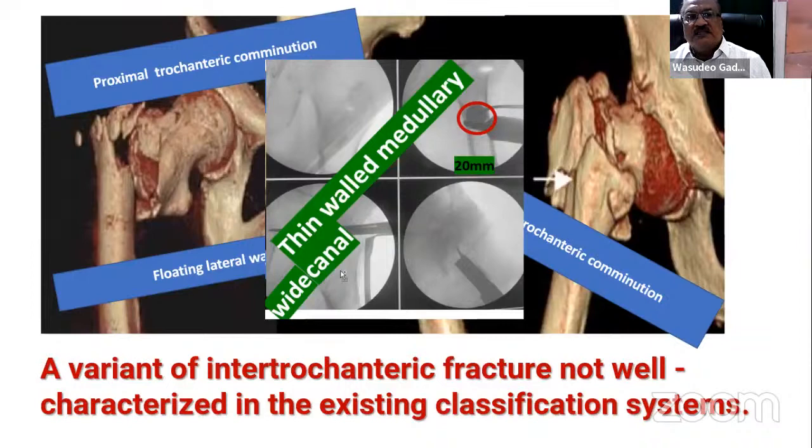Therefore, CT-based classification gives an exact picture whether it is stable or unstable, a two-part, three-part, four-part fracture, or more than four-part fracture with extensive comminution, which is not visible on X-ray. That is why there are so many failures even after doing a good surgery: the extent of the damage is much more than what is depicted on the X-ray, and therefore we miss the chance of reconstruction of the intertrochanteric fracture.